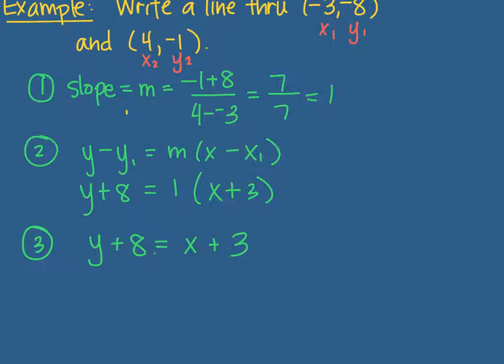The 8. The reason we subtract the 8 is so that we can have y by itself, and we'll have x minus 5. So we're subtracting, and now this is in y equals mx plus b form. And that's the end of that. So we started with 2 points, walked our way through those steps, and got the equation we're finished with. Any questions on that one?